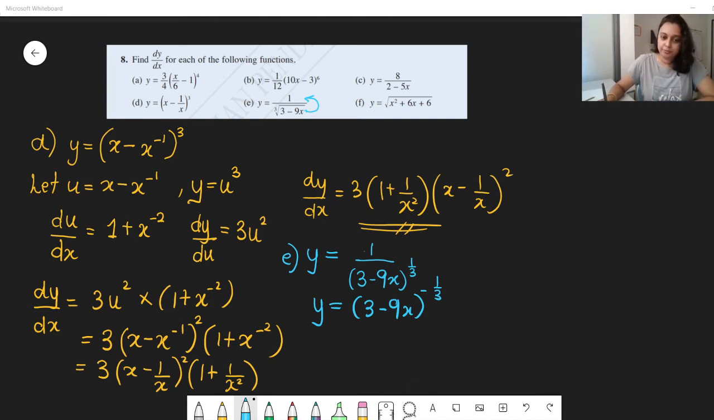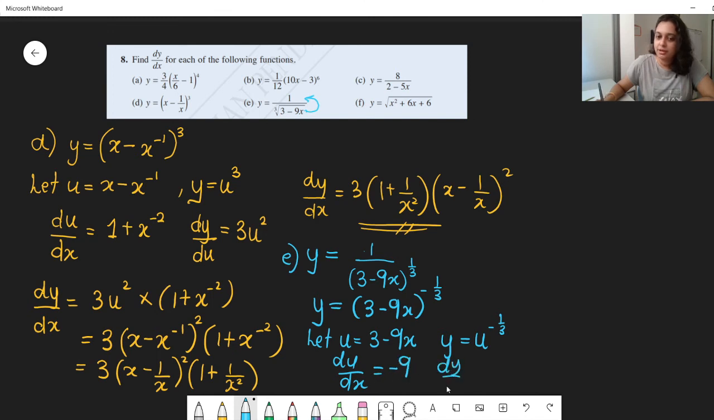Okay, so now let's differentiate this. Before that, let u equal to 3 minus 9x. Then let y equal to u power of negative 1 over 3. Differentiate du dx, we get negative 9. Differentiate dy du, we get negative 1 over 3 u to the power of negative 4 over 3, because negative 1 over 3 minus 1 is negative 4 over 3.